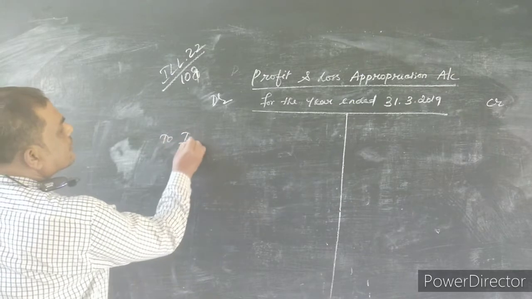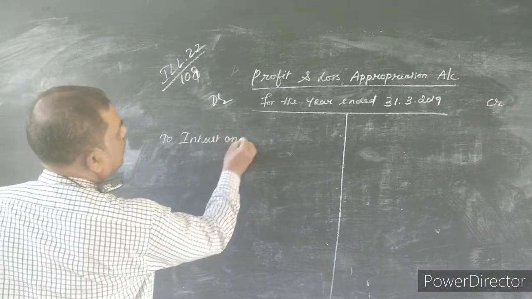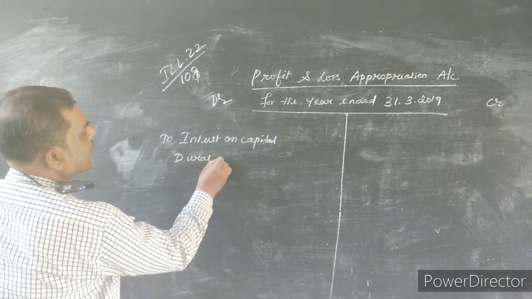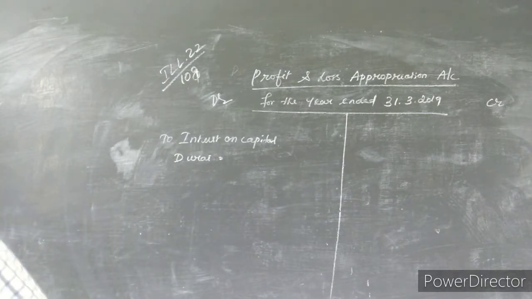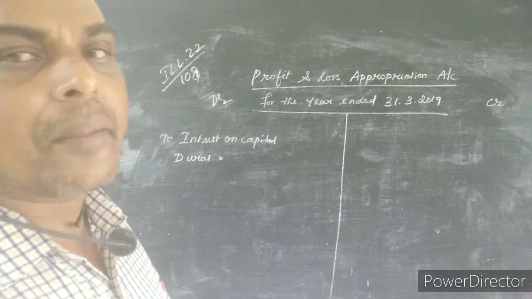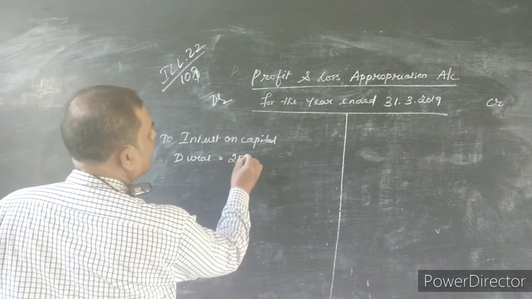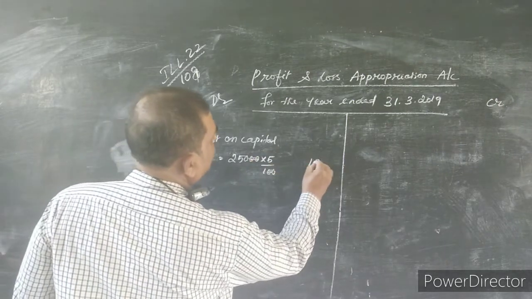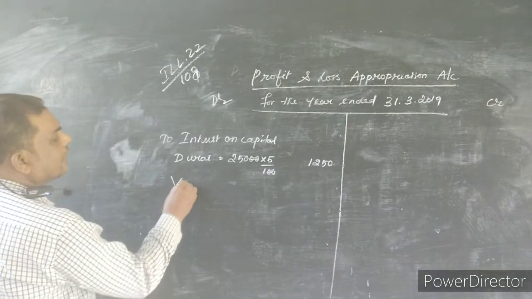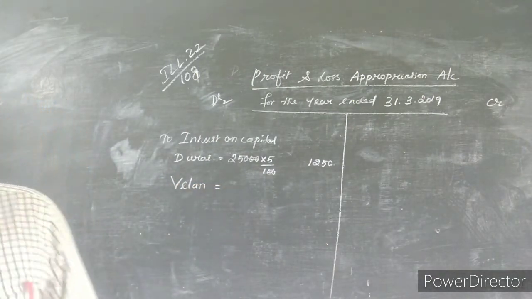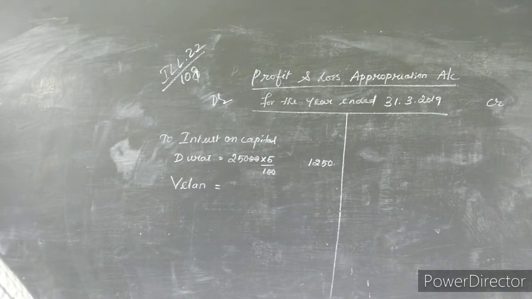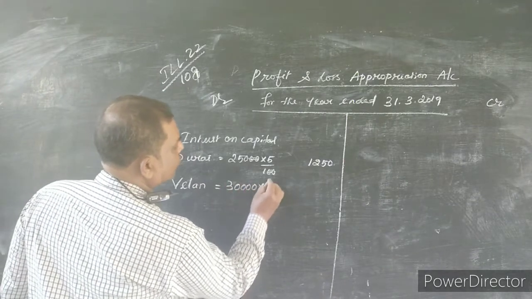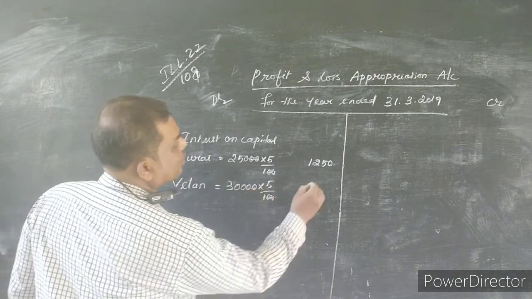So, to interest on capital for Durai. What is the capital he has contributed? Durai contributed rupees 25,000. What is the rate of interest on capital? 5%. So 25,000 into 5 divided by 100, you will get 1,250. Velan, how much capital did Velan contribute? Velan contributed rupees 30,000 at 5%. So 30,000 into 5 divided by 100, you get 1,500.